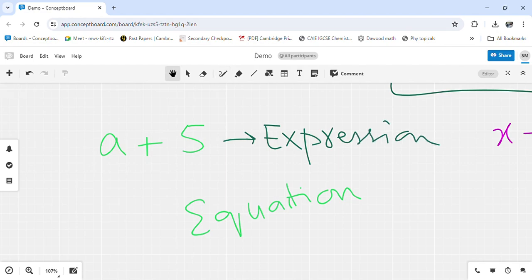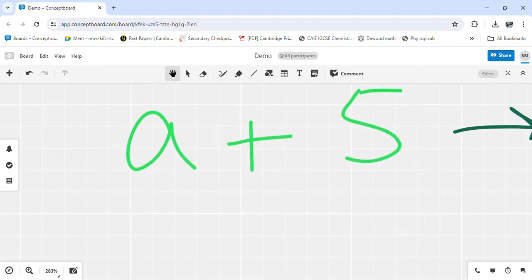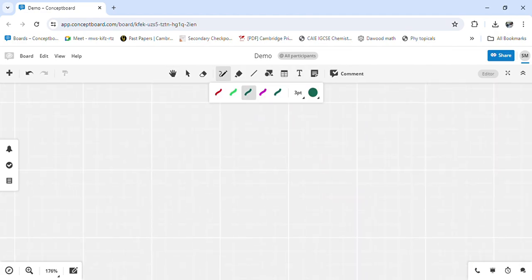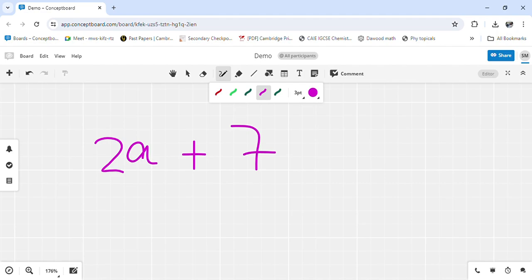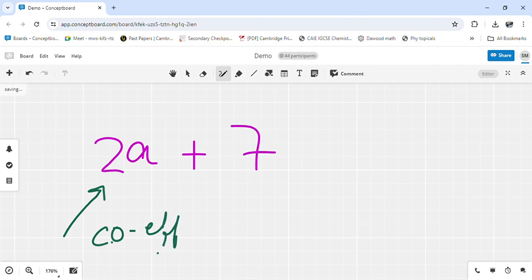Next thing is coefficient. What is the coefficient? This is the very simple equation that I have written on the board. Now I can also write something like 2a plus 7. Now any number that is written along with your variable is the coefficient, that is multiplied with the variable. So this is the coefficient.